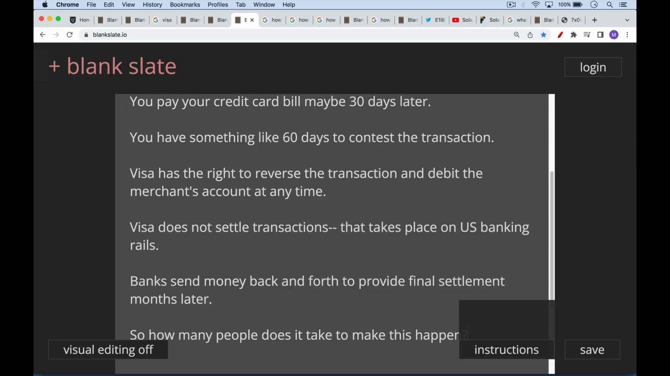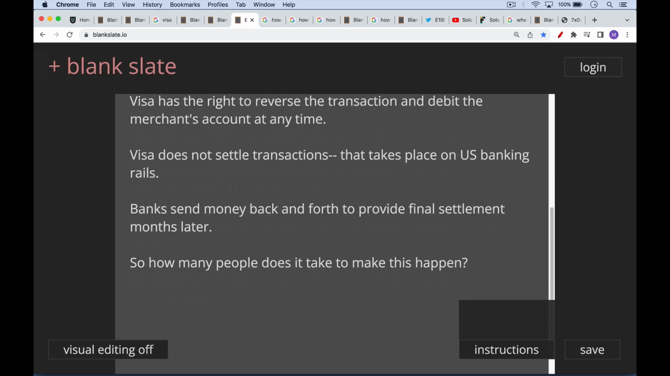The final settlement of these transactions after 30 or 60 or 90 days, whatever it is, it's probably closer to 60 days, that actual settlement takes place on US banking rails. And so what happens at the end of a couple months, banks send money back and forth to each other, maybe the bank that Visa's using and then the bank that the merchant's using, etc. And this is how the final settlement of that transaction is provided. And so this does work, but it's very misleading.